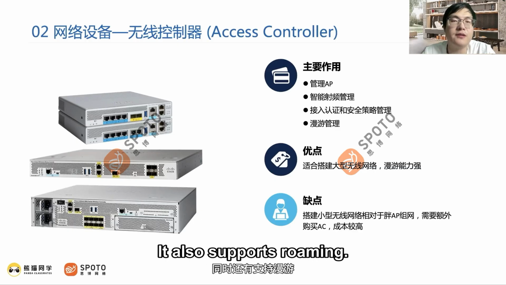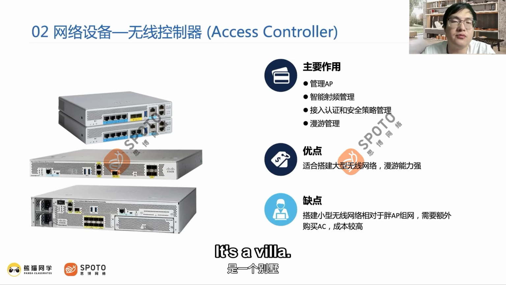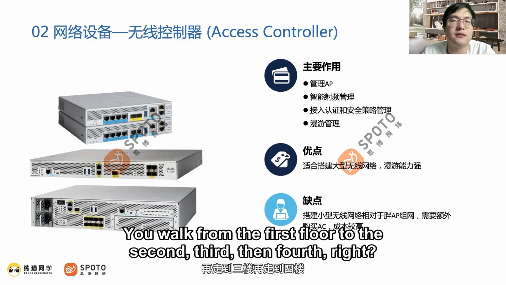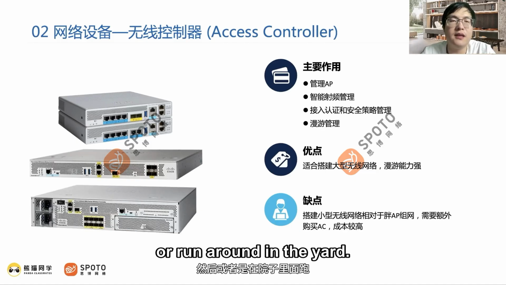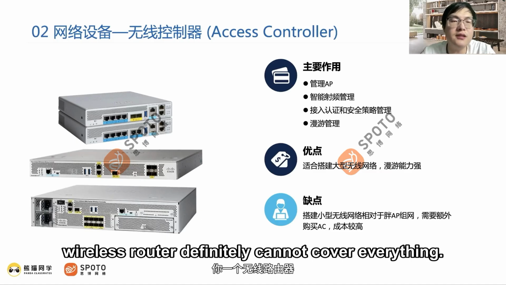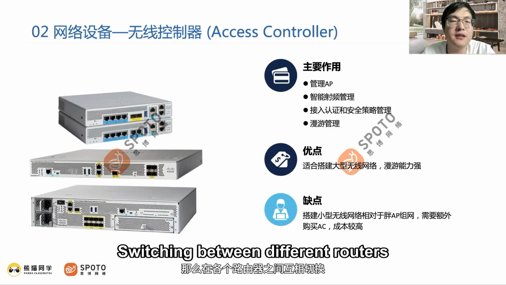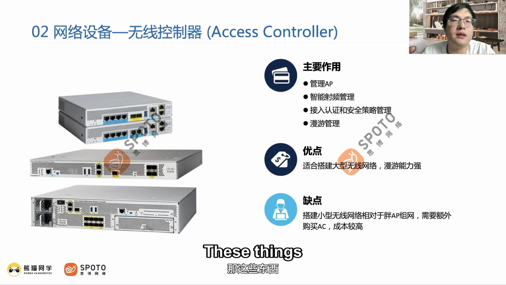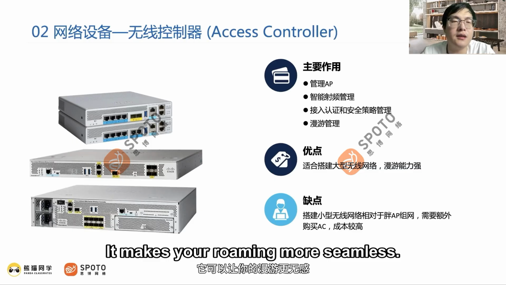It also supports roaming. Roaming, for example, if your house is large, right? It's a villa. You walk from the first floor to the second, third, then fourth, floor by floor, or run around in the yard. At this point, one wireless router definitely cannot cover everything. You surely need several, right? Switching between different routers is what we call roaming. These things can also be managed by the AC. It makes your roaming more seamless.